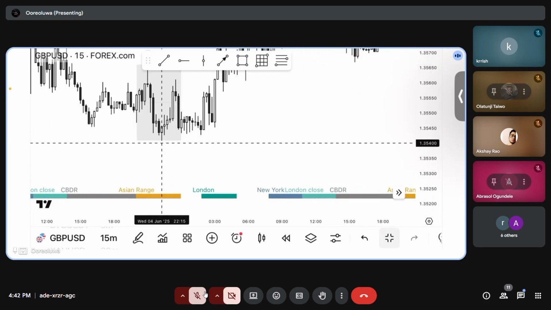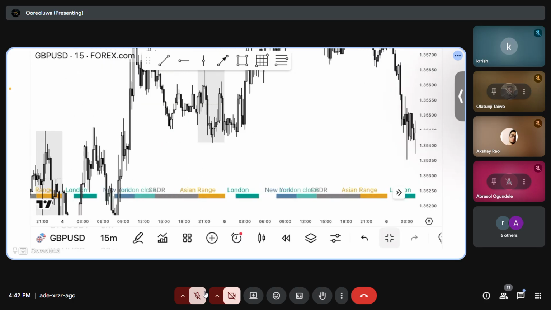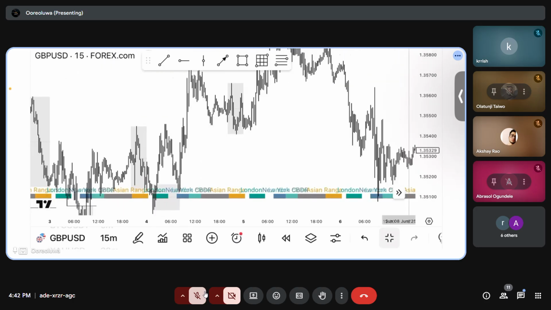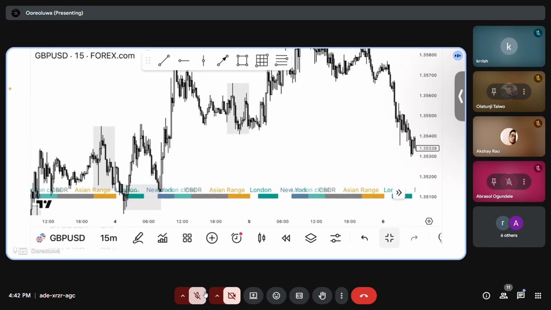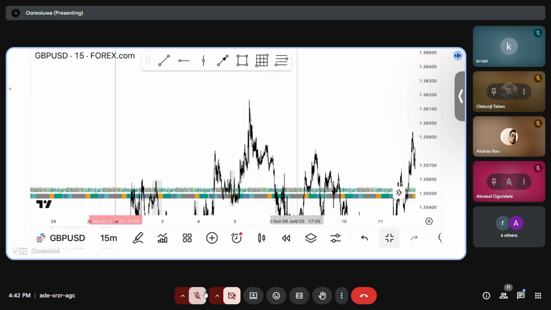Price didn't take out Asia low, but I'm sure if you check EU, you should see something like that. It doesn't give you an entry, so no problem. So you ride it up to this side.